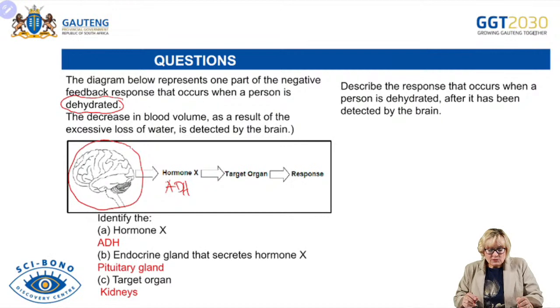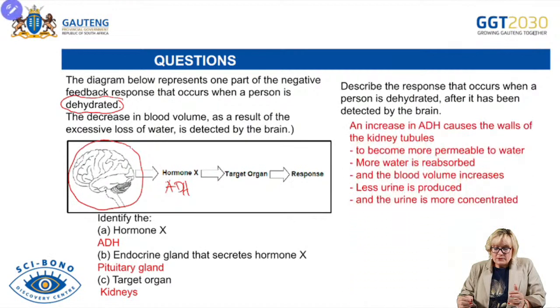And then the last question here: describe the response that occurs when a person is dehydrated after it has been detected by the brain. So now you must just say what is going to happen if there is not enough water. Then basically in the body, what is happening? You will have an increase in ADH that causes the walls of the kidney tubules to become more permeable to water. More water is reabsorbed because you want to take the water back, and the blood volume increases. Less urine is produced and the urine is more concentrated.